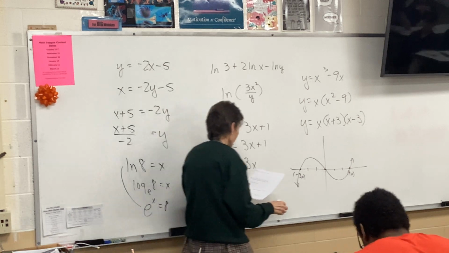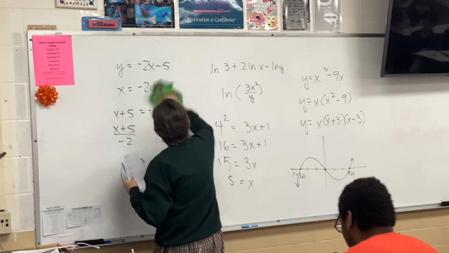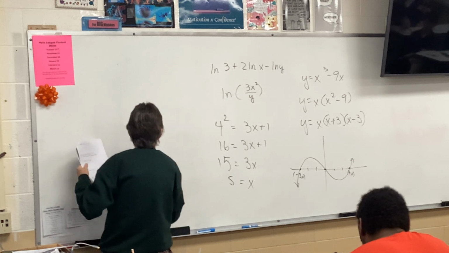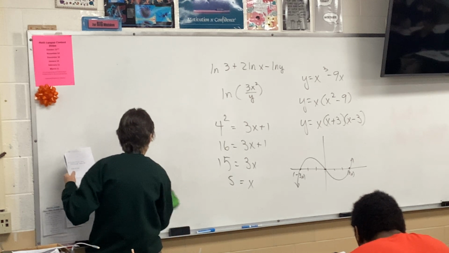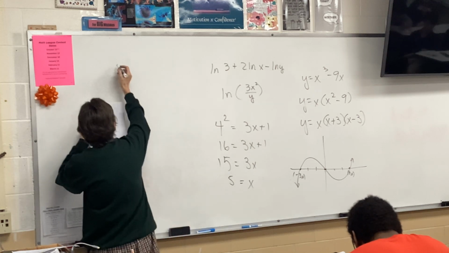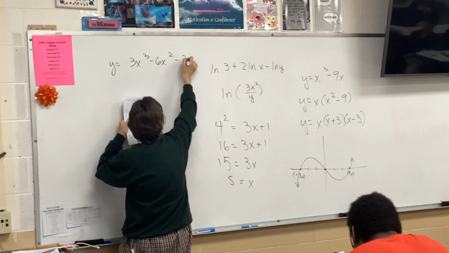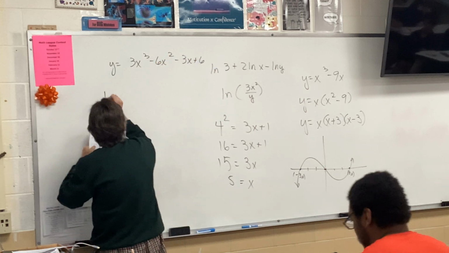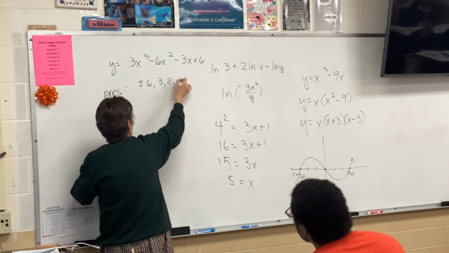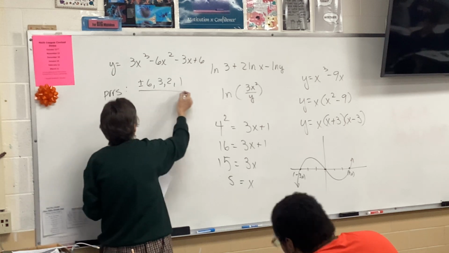All right, number 21. The other day we talked about our PRRs, possible rational roots. And we said the PRRs are factors of the last thing over factors of the first thing. So our PRRs are going to be 6, 3, 2, and 1, factors of 6 over 3 and 1.